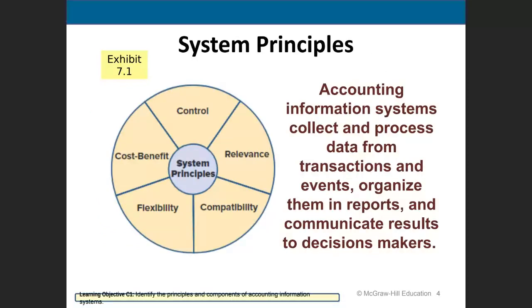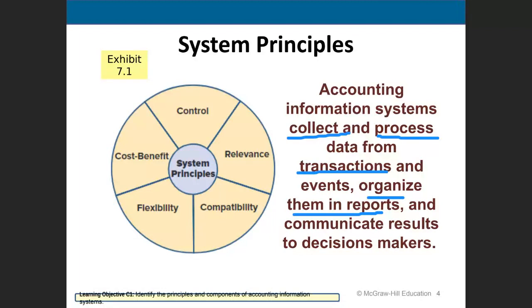So what is accounting information systems? Or what does it do, we should say. Accounting information systems collect and process data from transactions and events, organize them in reports, and communicate results to decision makers.